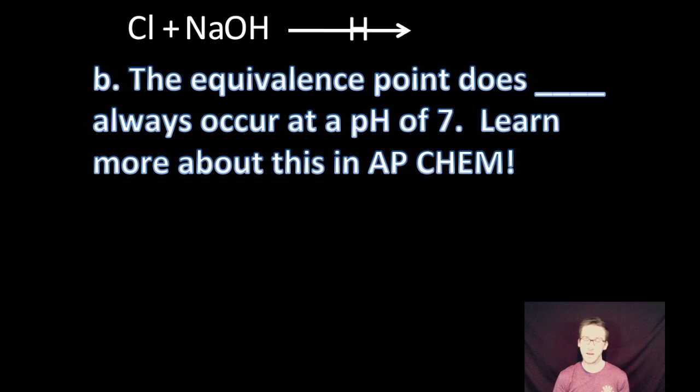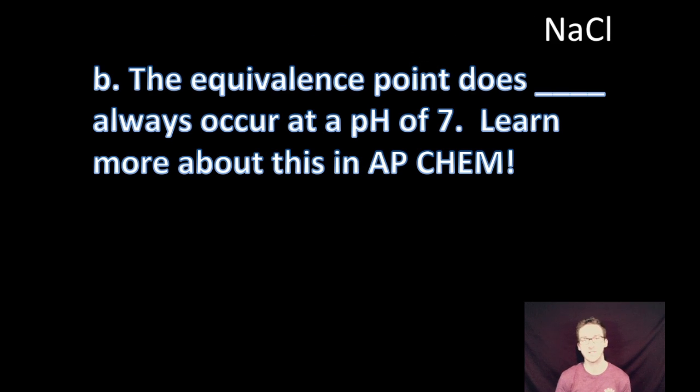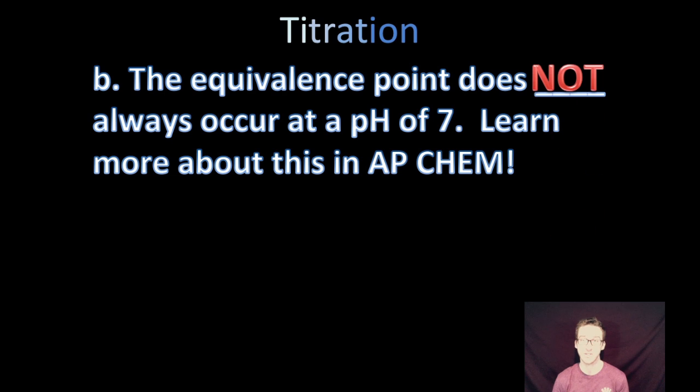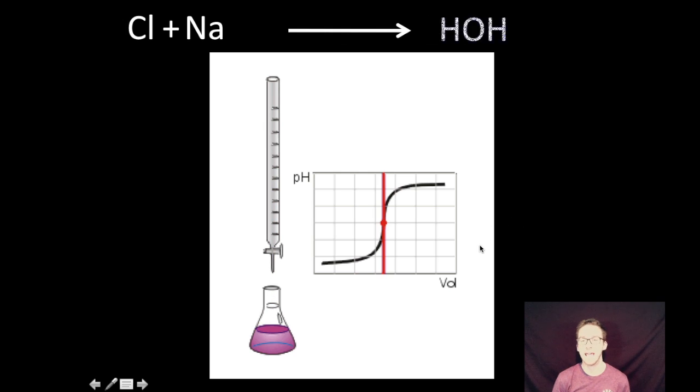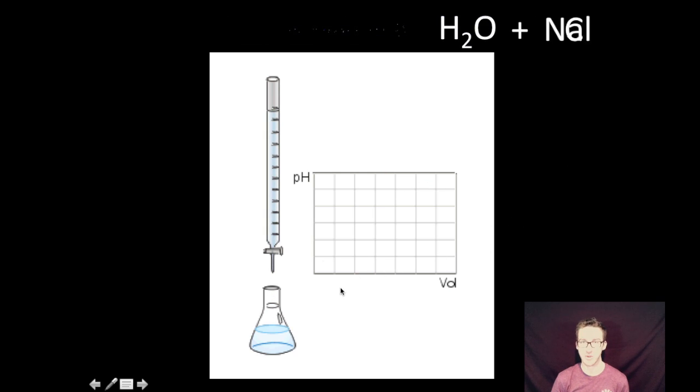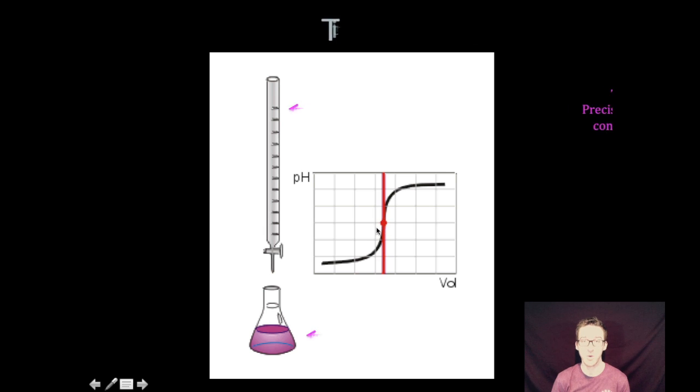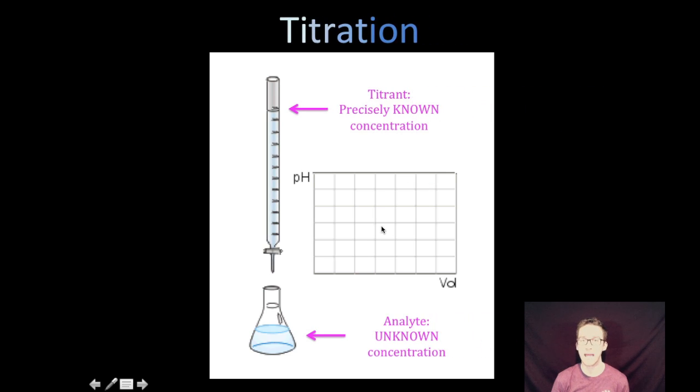Okay, so at this point, all you need to recognize then is there are titrations that can be carried out in which the equivalence point does not occur at a pH of 7. We'll learn more about that in AP Chemistry, but just be aware that they exist. So recognize that in a strong acid, strong base titration, you are looking for the equivalence point, or the point at which the pH is 7. At that point, you have completely reacted all of your strong acid with your strong base, completely neutralizing them, and therefore having a pH of 7.